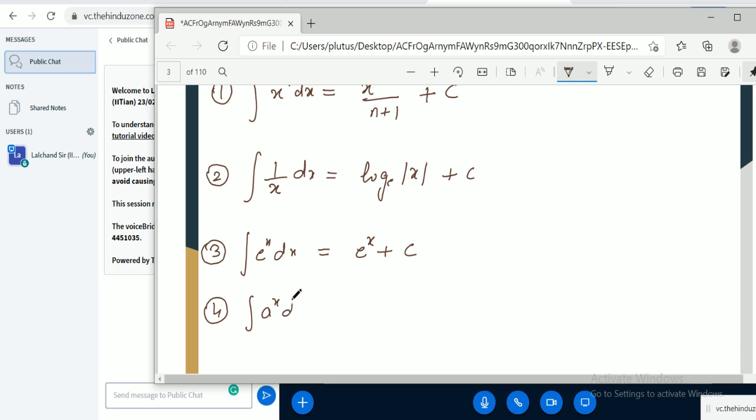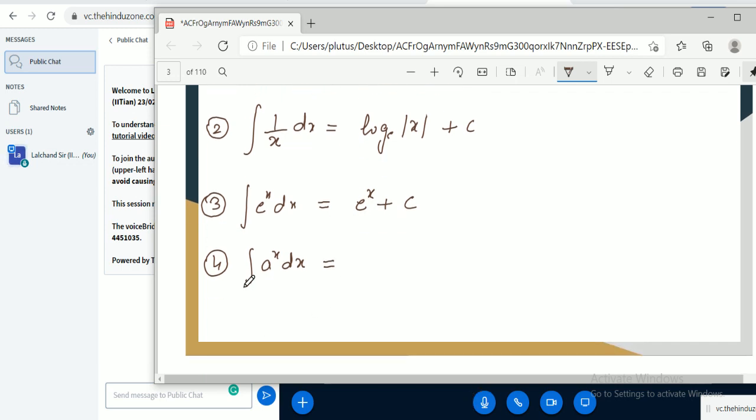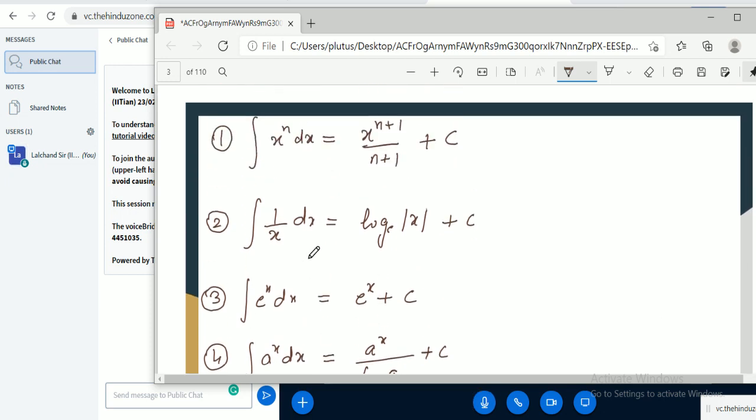a to the power x into dx. What is the integration of a to the power x dx? The integral of a to the power x dx is a to the power x divided by log of a, sometimes we say ln of a. That is the same thing if the base is e. Okay, and plus the integral constant c, isn't it? Is there any doubt in these four formulas? Tell me fast if you have any doubt in these four formulas. Anyone?